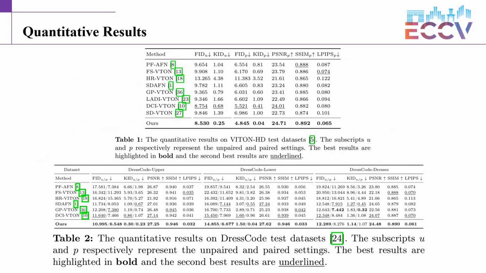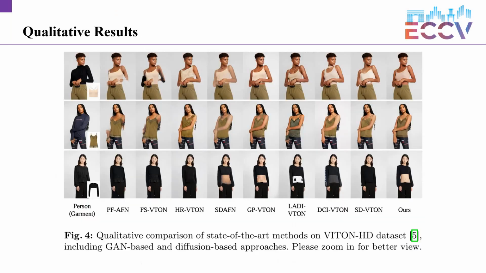We evaluate our method on two widely used benchmarks, VTON HD and Dress Code datasets. In the paired setting, D4-VTON outperforms the second-best method by 0.7 dB in PSNR and 0.004 in SSIM, indicating more accurate garment warping and try-on results. Additionally, in the unpaired setting, our method shows strong generality, improving FID by 0.224 and KID by 0.43 compared to the second-best approach. Here are the qualitative results on the VTON HD dataset.